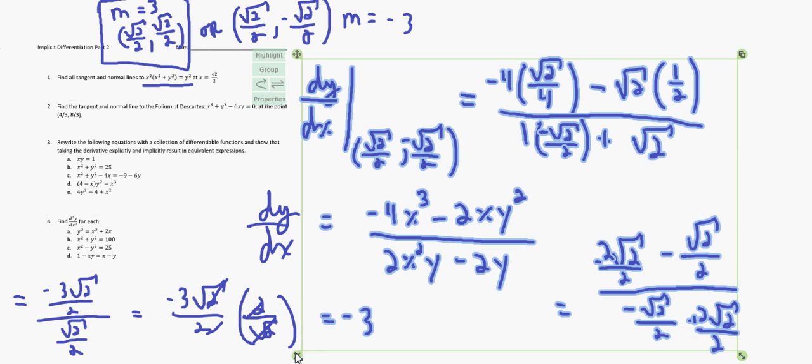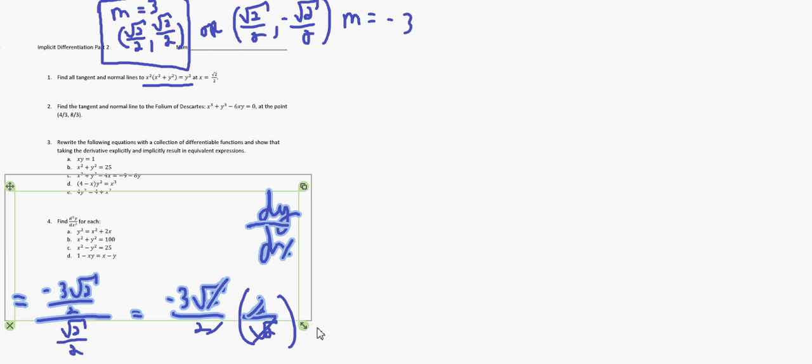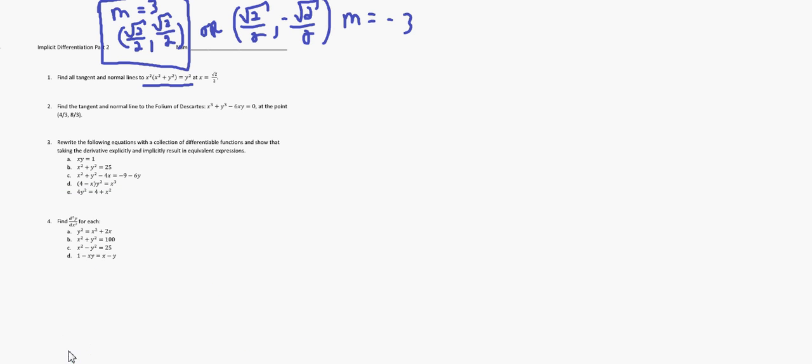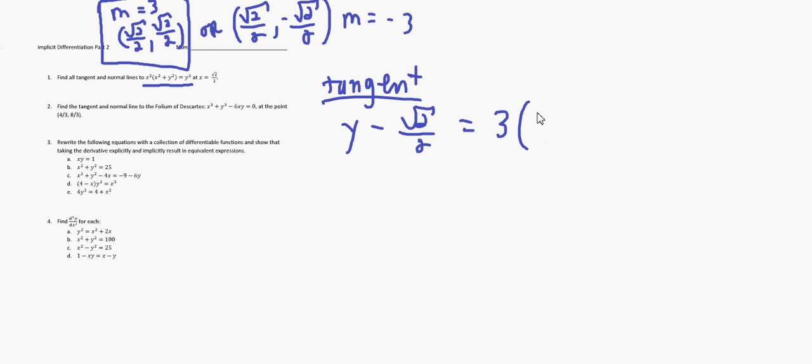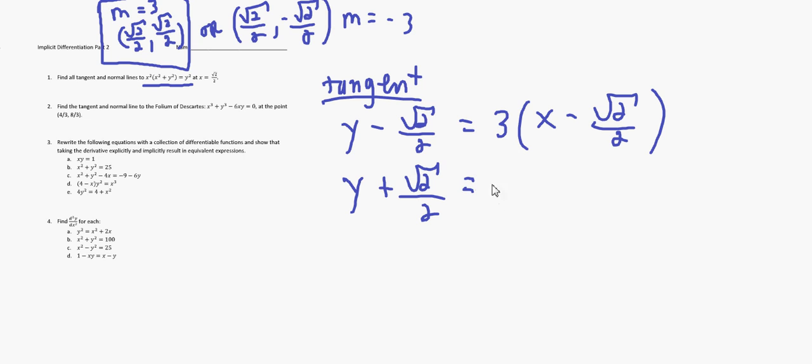Okay. So we've got the points and the slopes. So the tangent lines, and I'm going to label them because we're going to have tangent and normal. The tangent lines are just going to be y minus root 2 over 2 equals 3x minus root 2 over 2, and y minus negative root 2 over 2 equals negative 3x minus root 2 over 2.